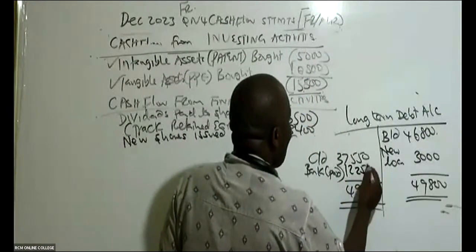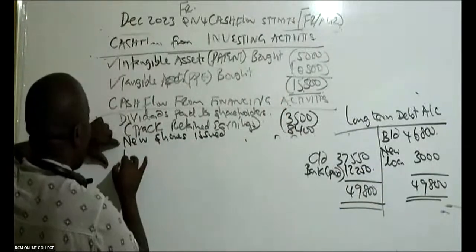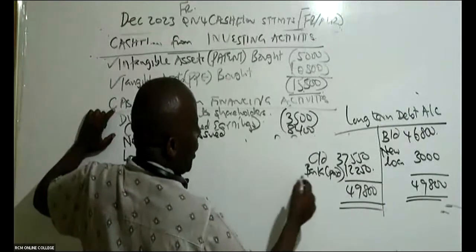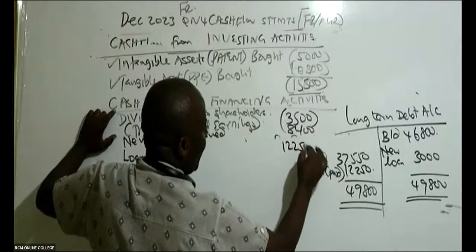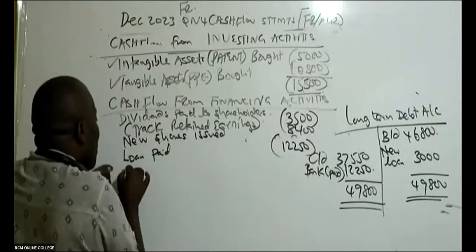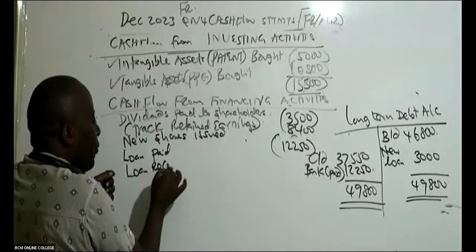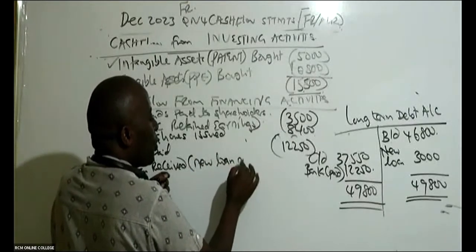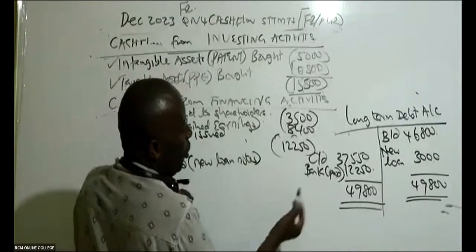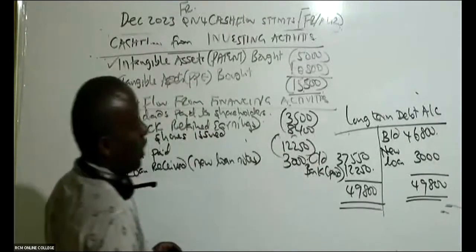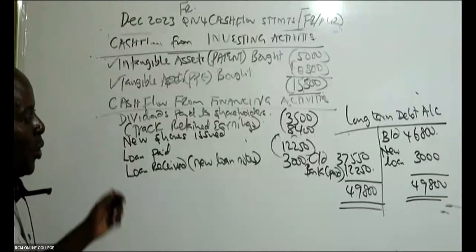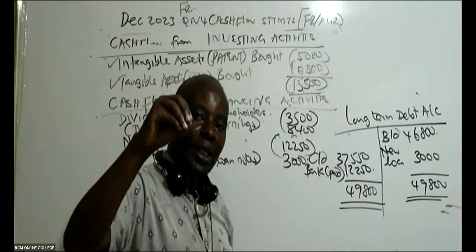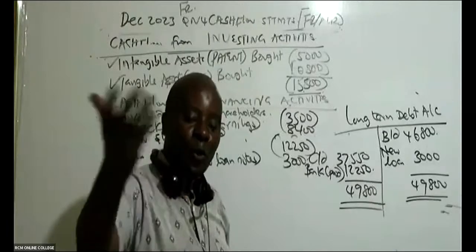Now here you have to be very, very careful. So we have in this case here loan paid. Loan paid here is 12,250. So loan paid, of course, you put brackets. But you see, we also received a new loan. Loan received because of new loan notes. Many guys will forget this one. The new loan notes gave us 3,000. For loan and the financing activities, you must tell us how much did we receive and how much loan did we pay.